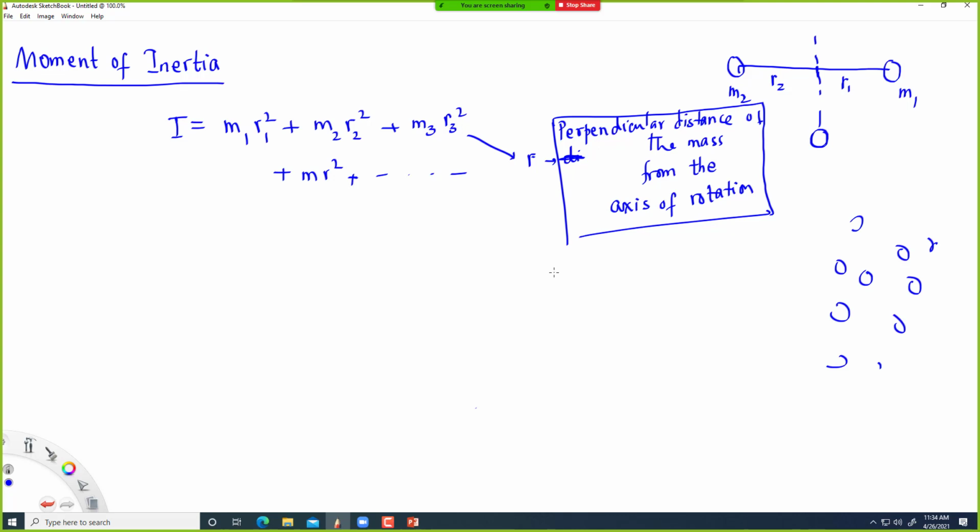So we have 4 particles, and that's the axis. Axis means now I'm rotating this like that. So this is the axis of rotation. If my axis passes through this board, then I would be rotating like this. If my axis is this line, then I would be rotating like that. So the axis is the line around which you rotate the object.